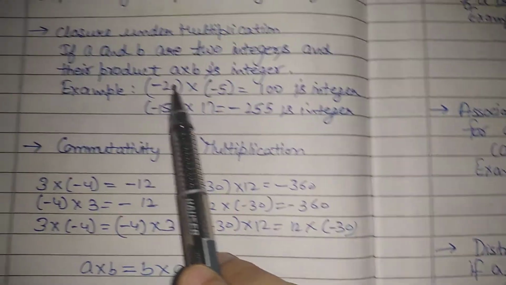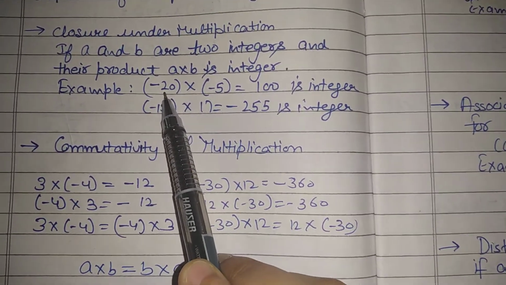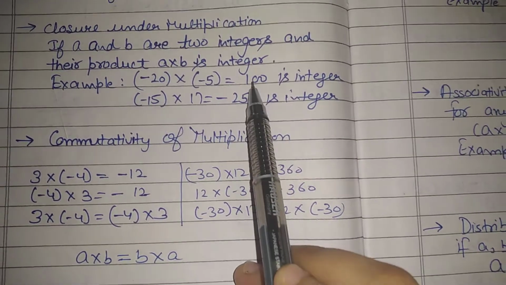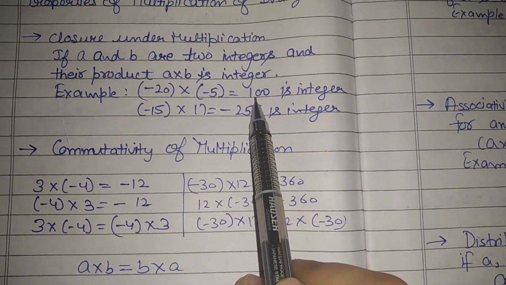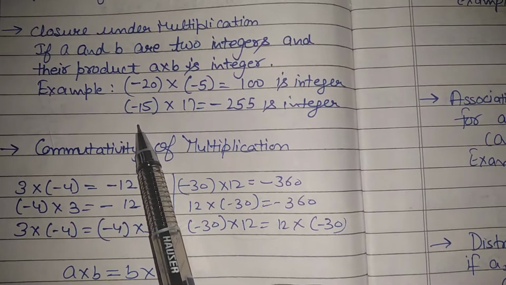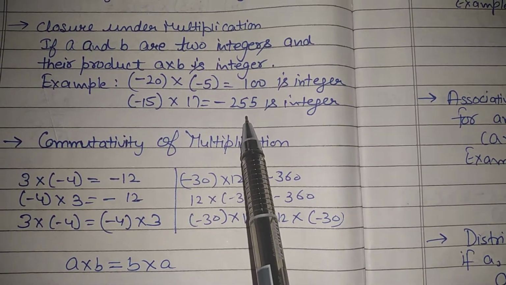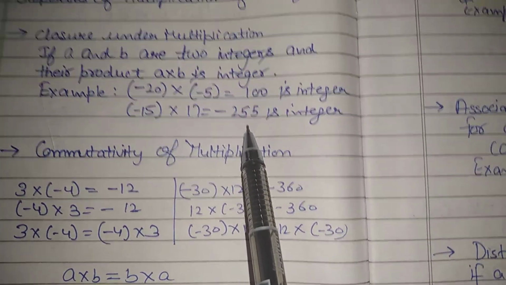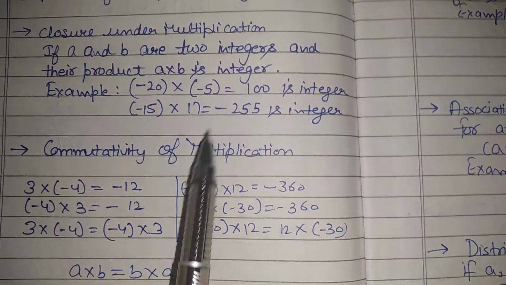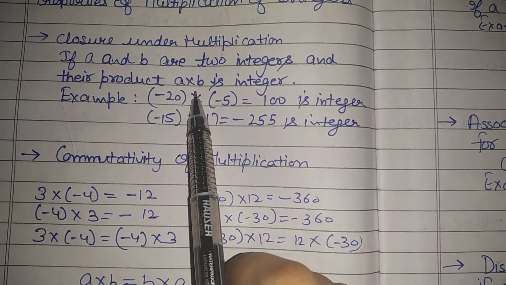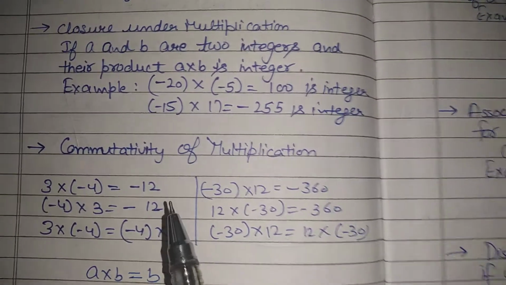For example, here I take minus 20 and minus 5. Their product is also an integer, which is 100. Minus 15 and 17, the answer is minus 255, which is also an integer. So always remember, the product of two integers is always an integer.